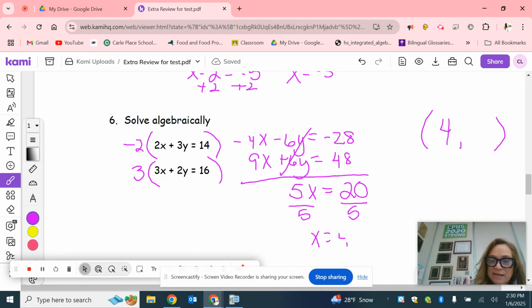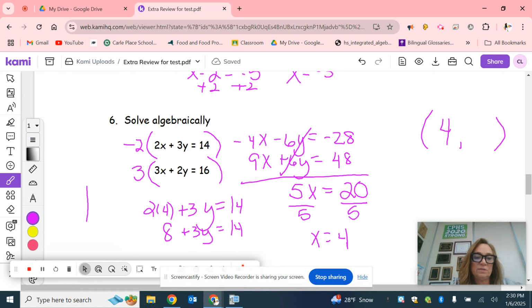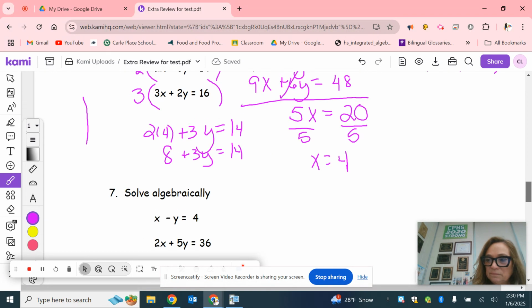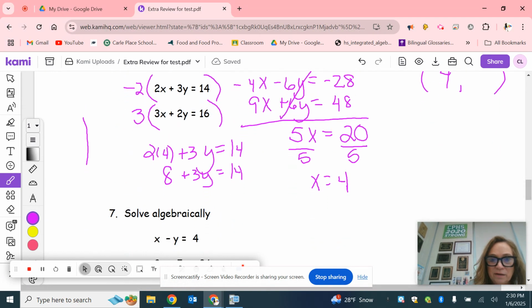4 is the x, I need a y. So 2 times 4 plus 3y equals 14. 8 plus 3y equals 14. 3y equals 6. Sorry, my pen's not working, but I did say 3y equals 6. Because I subtracted 8 from both sides, so y equals 2. So 4, comma 2. Okay, and again, substitute to check.